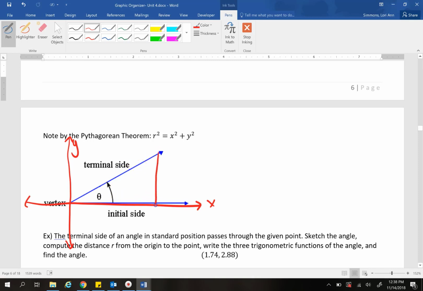So if we draw down an angle, this length is x, this length is y. We have a right triangle, and this is r. So x squared plus y squared equals r squared. And then this is the angle you're looking for. Remember, we have SOHCAHTOA.